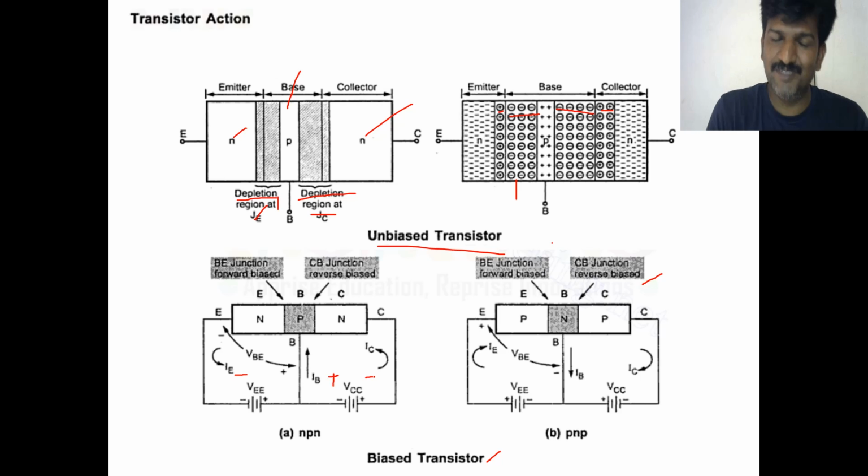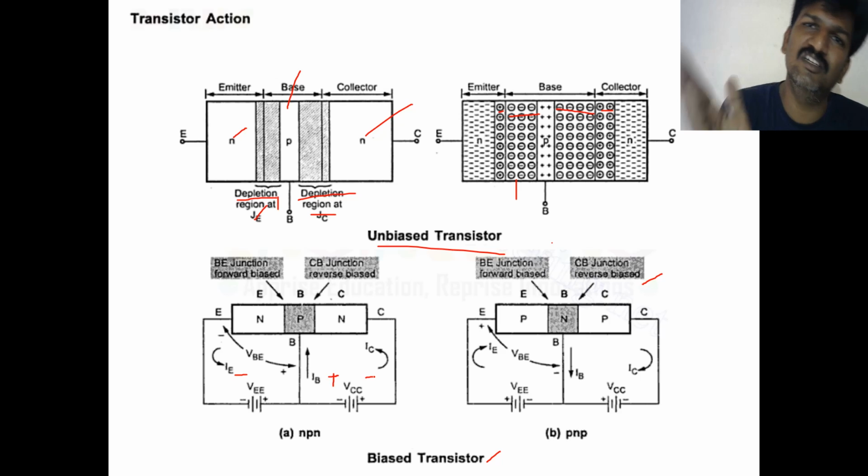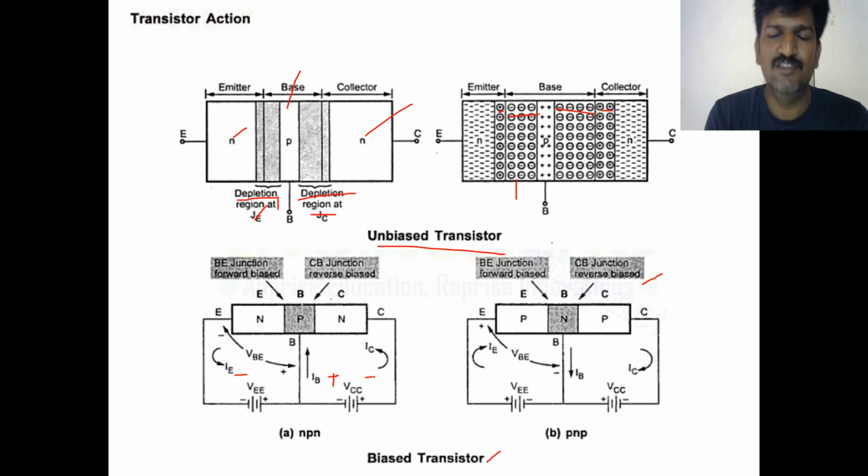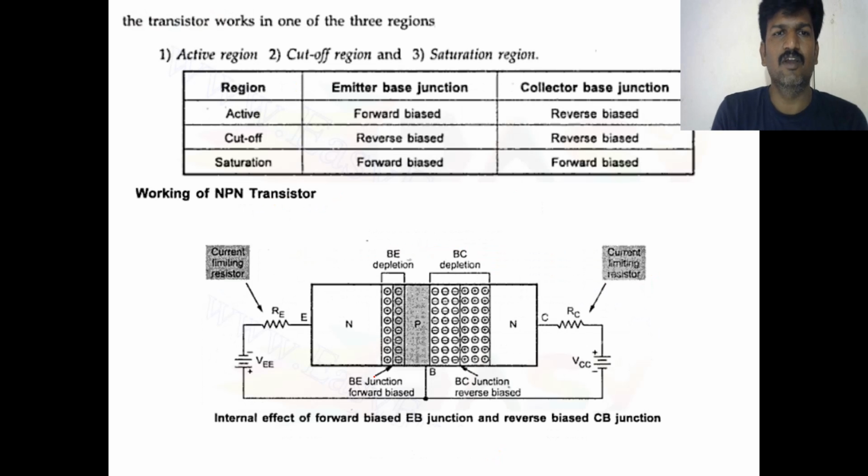It means that you have to keep an external power supply, positive with the P with respect to the negative with the N, for both junctions, so that both diodes are going to conduct, so the transistor will work in saturation. Okay, working of an NPN transistor. What happens here in an NPN transistor?